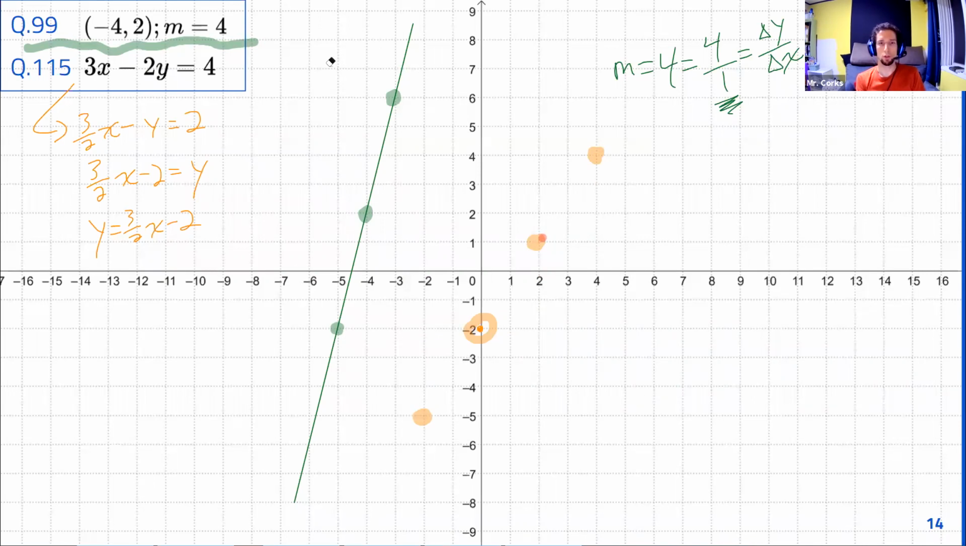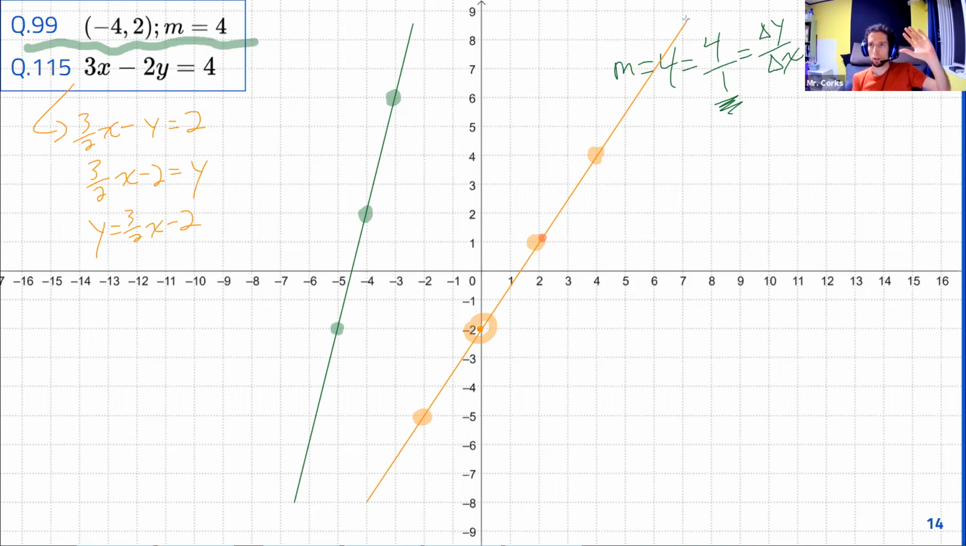And we should be able to just draw through like this. They all line up. They all look very clean. They touch our line very nicely. So it looks like we did things correctly.